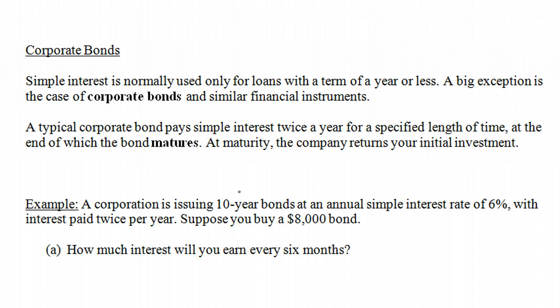Now, simple interest is normally only used for loans with a term of a year or less, but a big exception is this case of corporate bonds. A typical corporate bond pays simple interest twice a year for a specified length of time. A lot of times it's 10 years, for example, at the end of which the bond is said to mature. And at maturity, the company returns your initial investment. So again, if you were to buy a corporate bond from a particular corporation, basically it's like we're lending the corporation money and they give us interest on that money and then eventually they give us our money back.